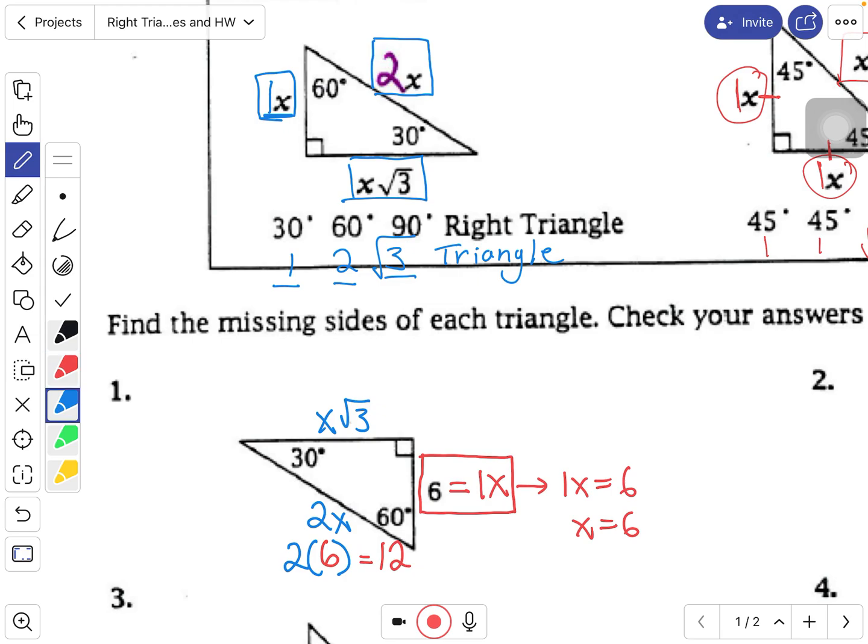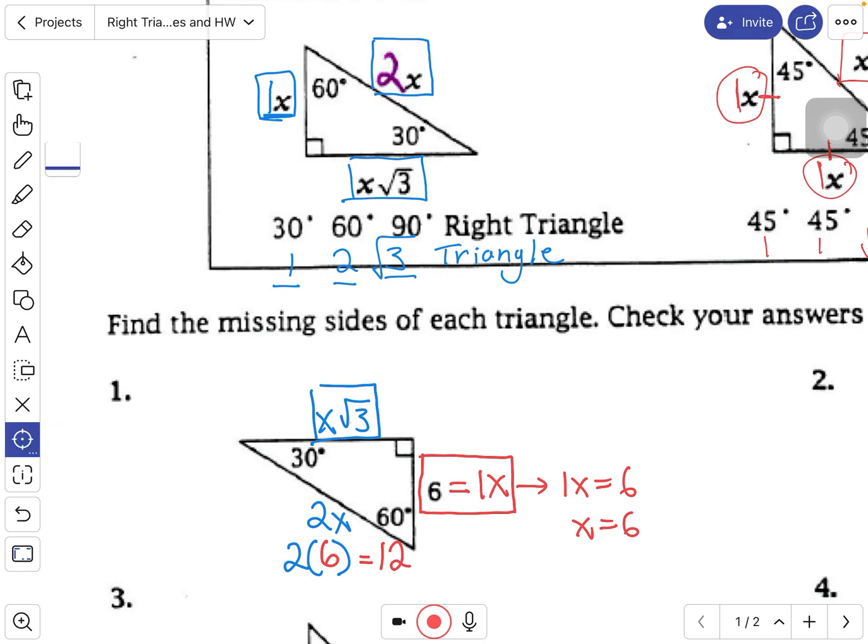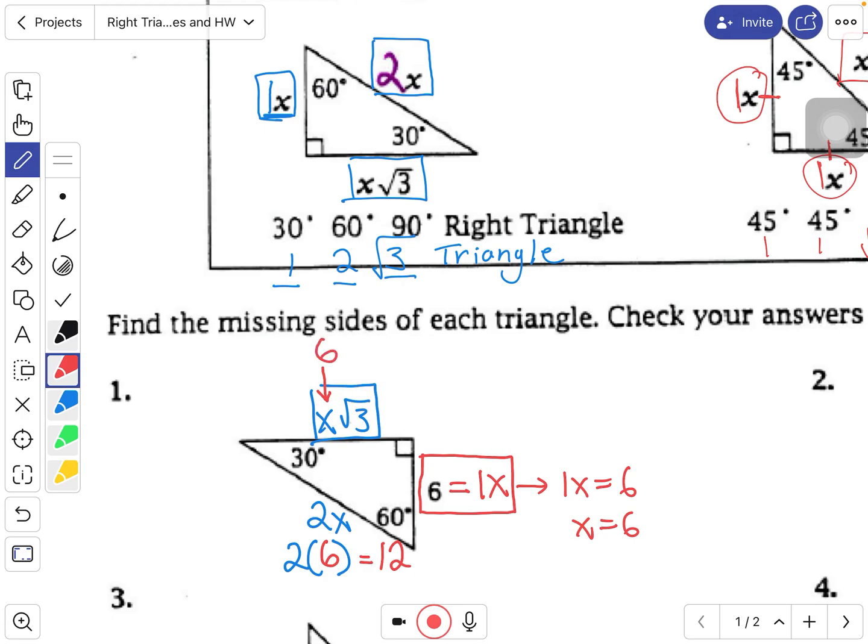I just have one last side to go ahead and find. This side here, the long side across from the 60-degree angle, is known as x square roots of 3. But once again, I already know what x is. X is 6. So if I just take the value of my x, which is 6, and plug it in, I end up with 6 times the square root of 3, which came from right there. So this side length across from the 60-degree angle is 6 square roots of 3.